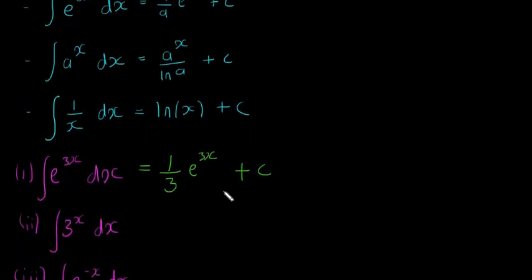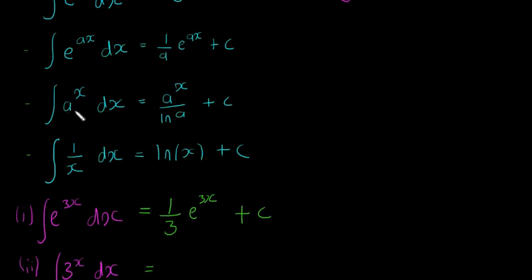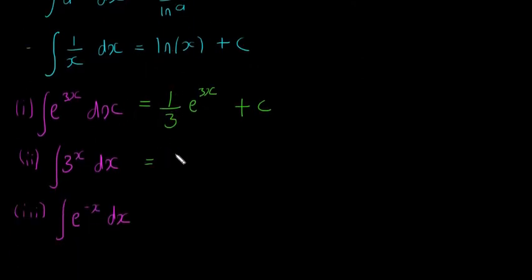This next one here: the integration of 3 to the power of x. This is going to be like this one here, because now it's not a special number. It's not e, it's just a normal number, 3. So it's a to the x divided by log of a. That's going to be equal to 3 to the power of x divided by log of 3. And log of 3 is just a number. You find that from your calculator, and then don't forget plus c.